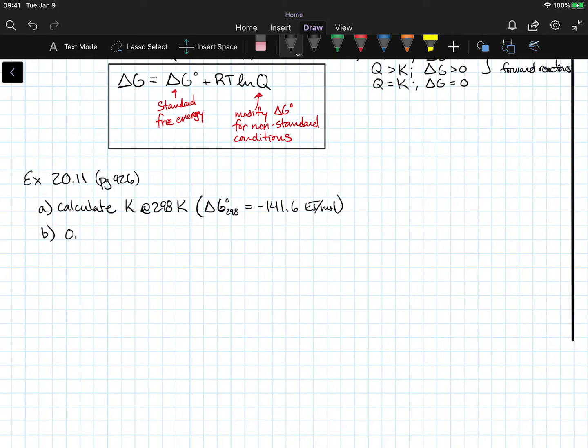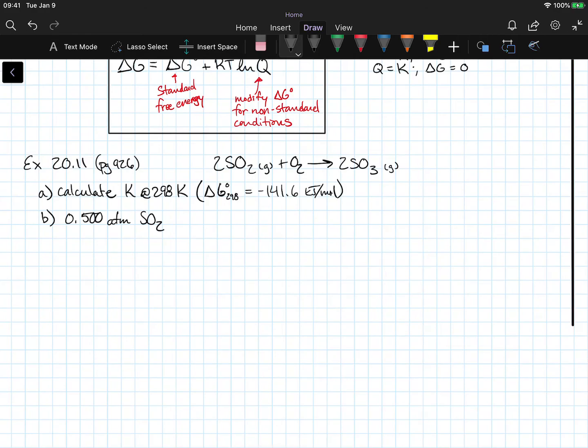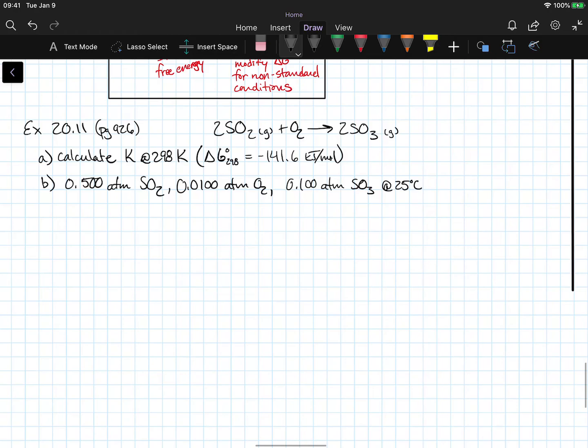And then for part B, we're given some conditions. We have 0.5 atmospheres of SO2, and I guess I should have written the reaction, so I skipped a step here. We're doing the oxidation of SO2, oxidizing it to produce SO3, which is a precursor for making sulfuric acid. Okay, so we have 0.5 atmospheres of SO2, 0.0100 atmospheres of O2, and 0.100 atmospheres of SO3. And this is at 25 C, so 298 Kelvin. And we want to figure out which direction the reaction is going to go.